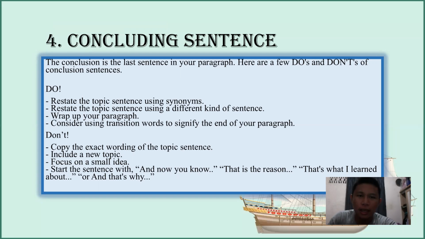Do: restate the topic sentence using synonyms. Restate the topic sentence using a different kind of sentence. Wrap up your paragraph. Consider using a transition word to signify the end of our paragraph.